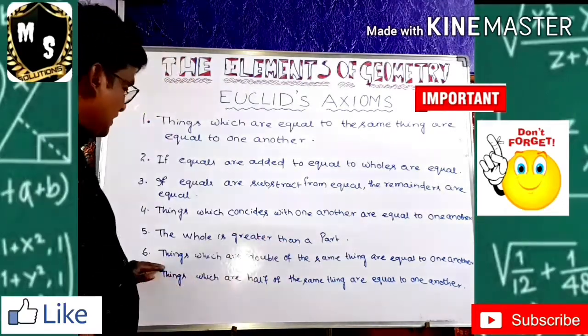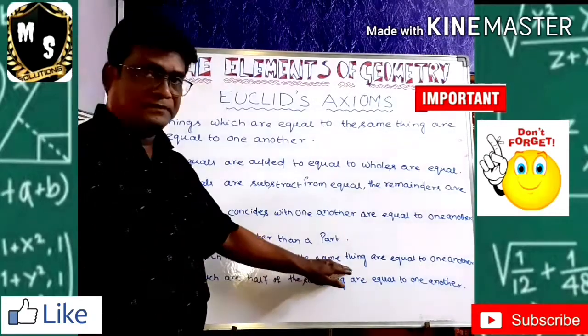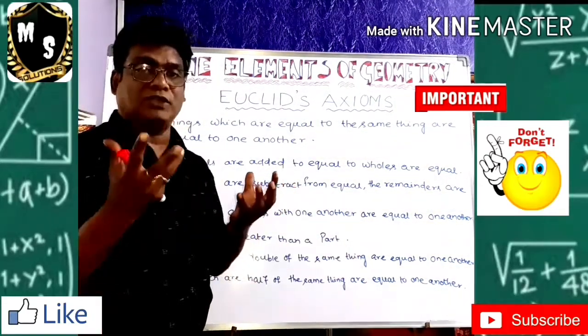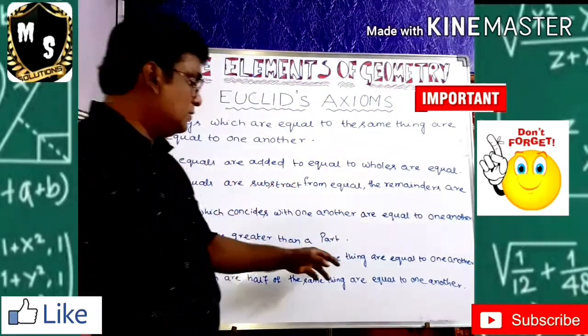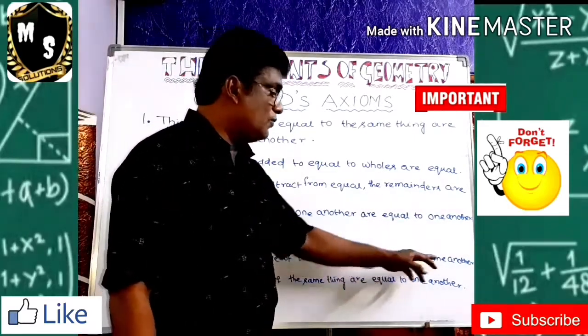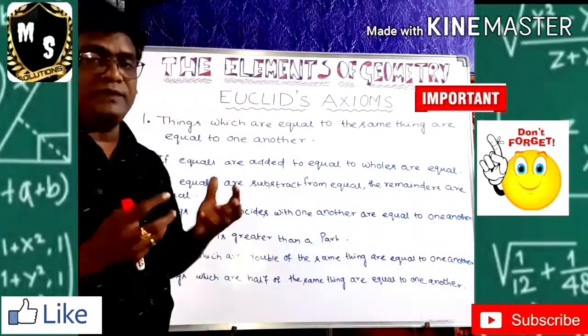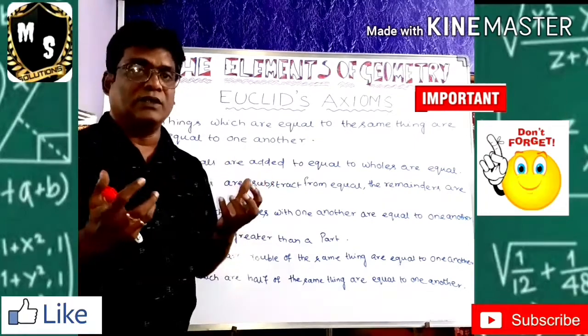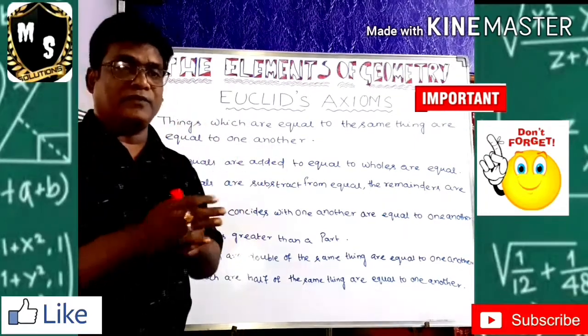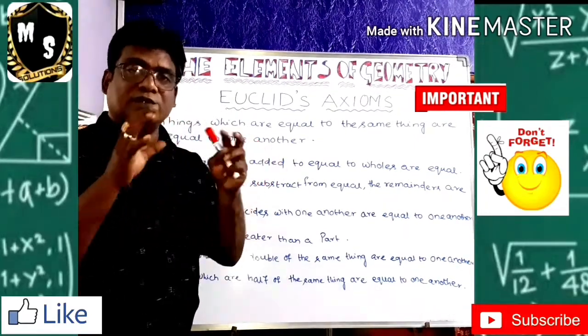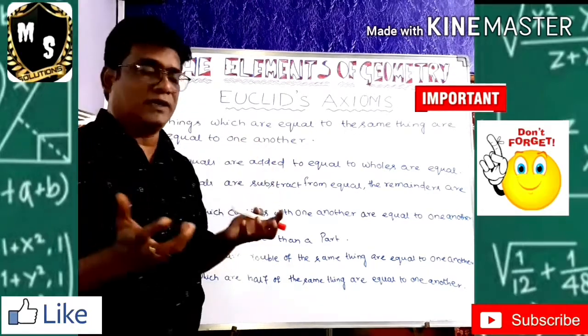Next is things which are double the same thing. So one thing is double the other. Then the same things are equal to one another. So if you divide them, they will be equal to one another. The double thing, if you divide them, then 2 will come, then the 2 will be equal to one another.